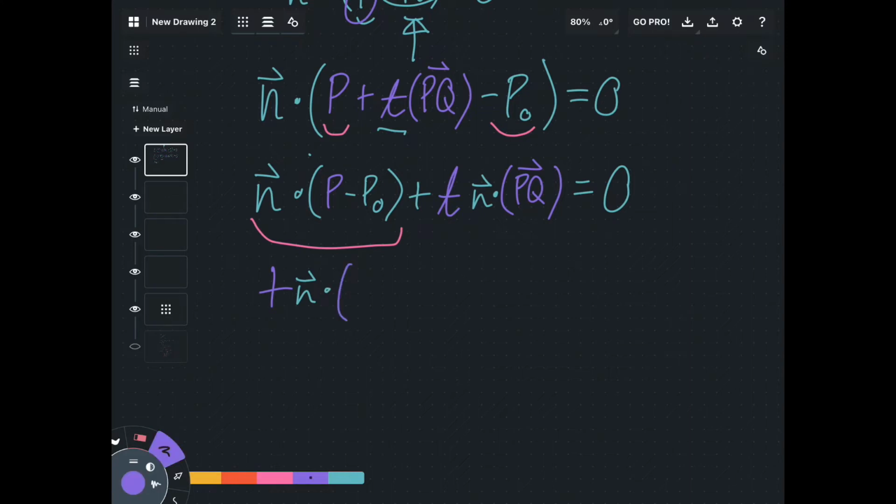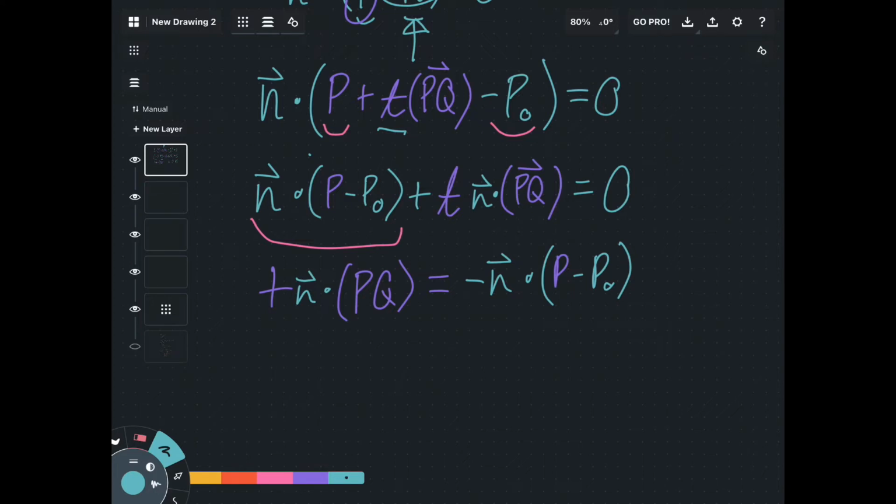normal vector dot PQ equals, my brain shut down for a second there, equals minus n dot P minus P0, P naught.